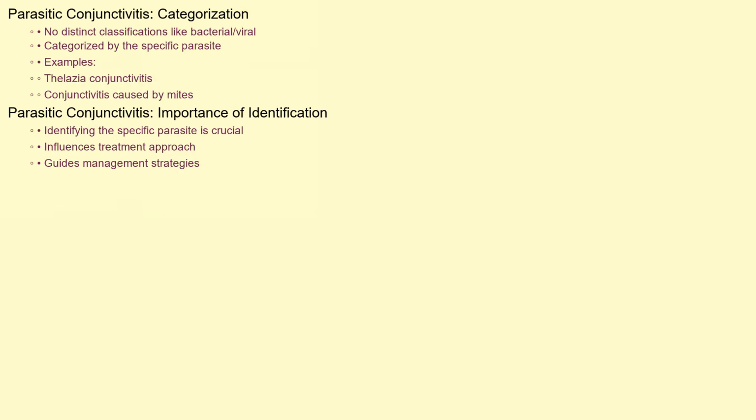While parasitic conjunctivitis doesn't generally have distinct classifications or types in the same way as bacterial or viral conjunctivitis, it can be categorized based on the specific parasite causing the infection. For example, you can distinguish between Thelazia conjunctivitis and conjunctivitis caused by mites or other less common parasites. Understanding the specific parasite is important, as it can influence the treatment approach and management strategies.